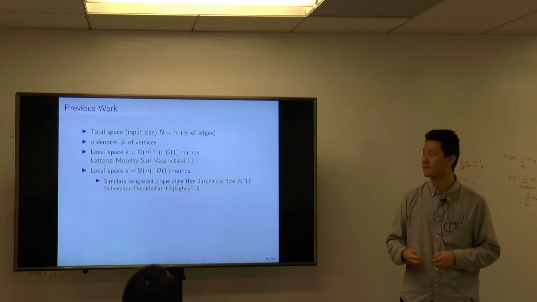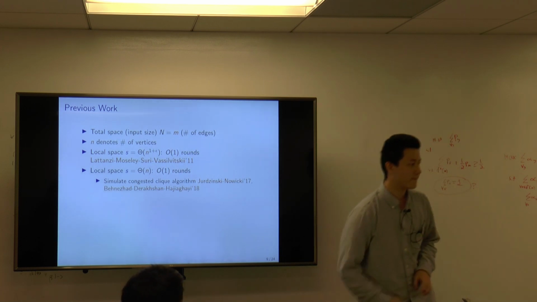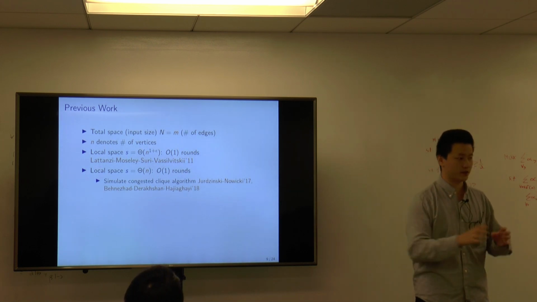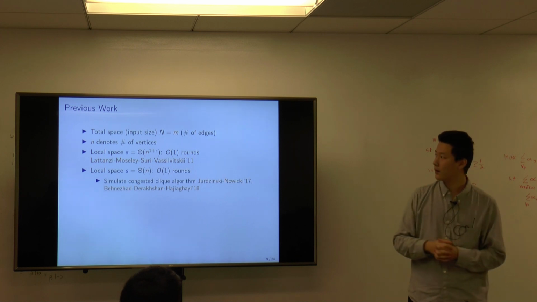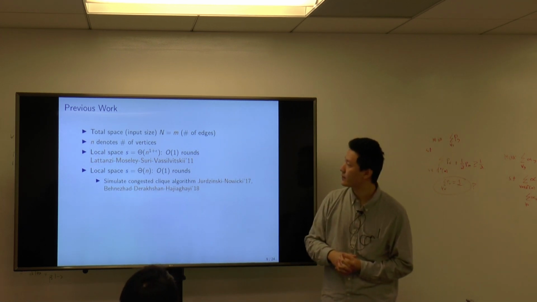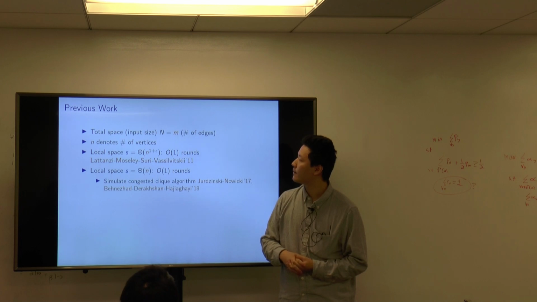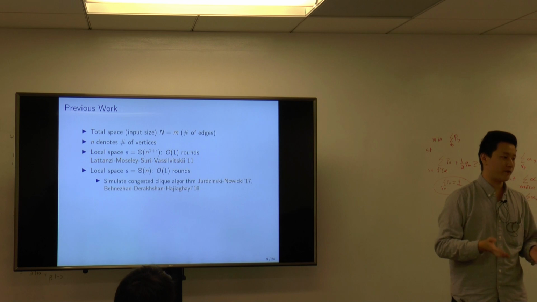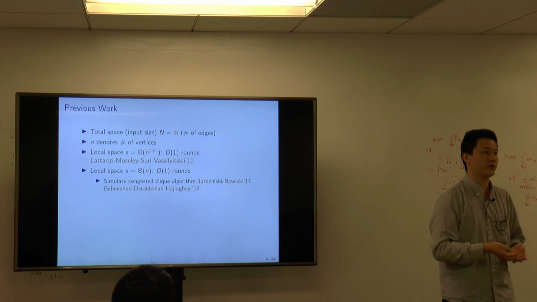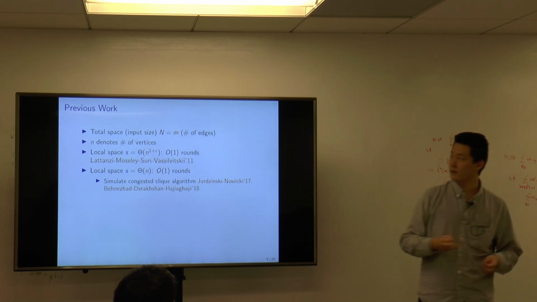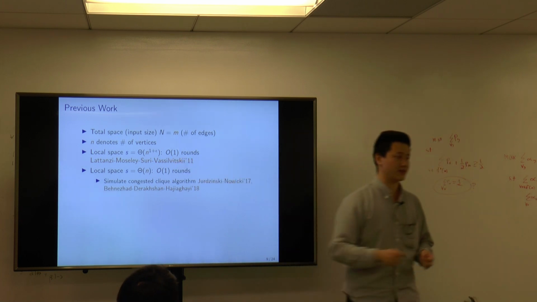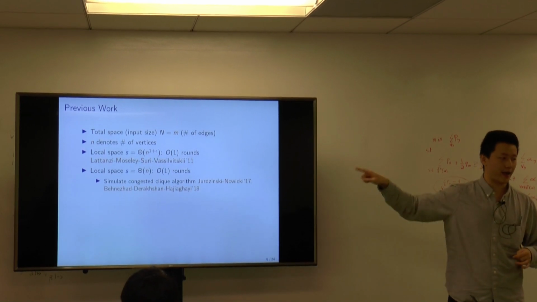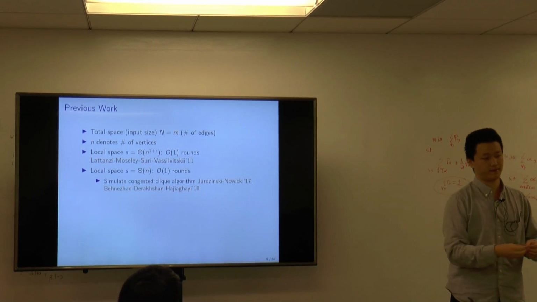So when you say the space is n, you mean? Oh, so this is the local memory. So for big O of m, or is it just m? The total space is m, and what's the unit? Oh, so when it's a dense graph, for example, m is n to the 1.5, then this local space is sublinear in your number of edges. So in this scenario, we can do it in a constant number of rounds, but the total space available.